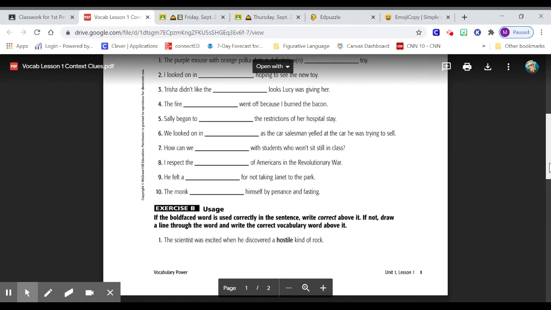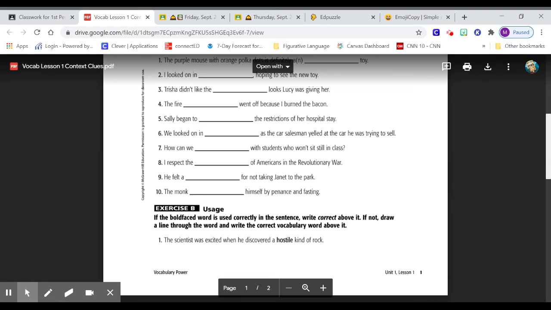Okay, then in part B, the directions are, if the bold-faced word is used correctly in the sentence, write correct above it. If not, draw a line through the word and write the correct vocabulary word above it. So, for example, in number 1, it says the scientist was excited when he discovered a hostile kind of rock. Now, hostile means angry or mean, and usually rocks are not angry or mean. So, I think we should cross that one out, and then you would write the correct word above it.